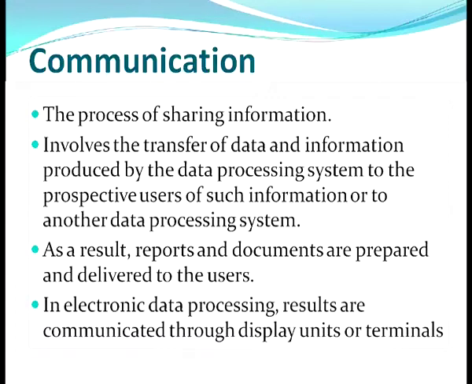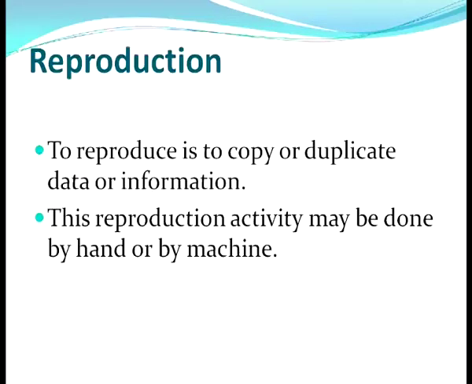And in electronic data processing, results are communicated through display units or terminals. When I talk about display units, I am talking about monitors. When I am talking about terminals, it can be printers through which the printout of the information that has been processed can be taken out. Reproduction is to reproduce the copy or duplicate data or information. This particular activity can be done by hand. Say for example, you are manually copying the data, or by machine, by a photocopier, or by taking printouts, the reproduction of data can be done.